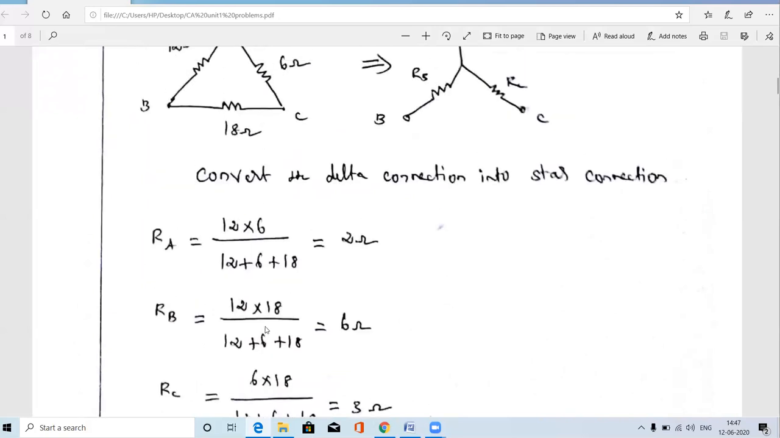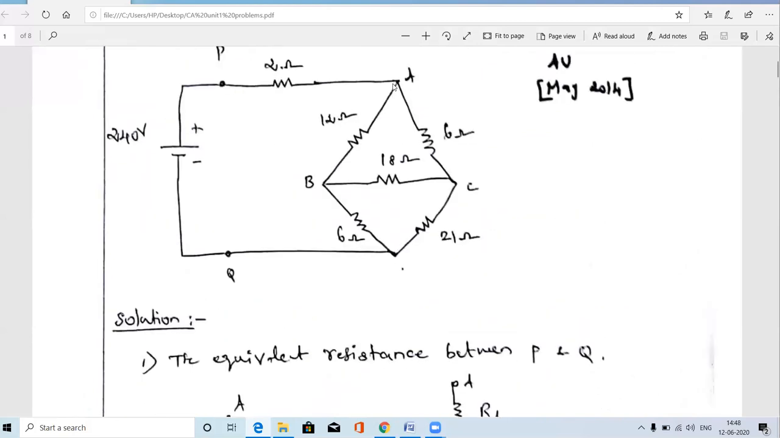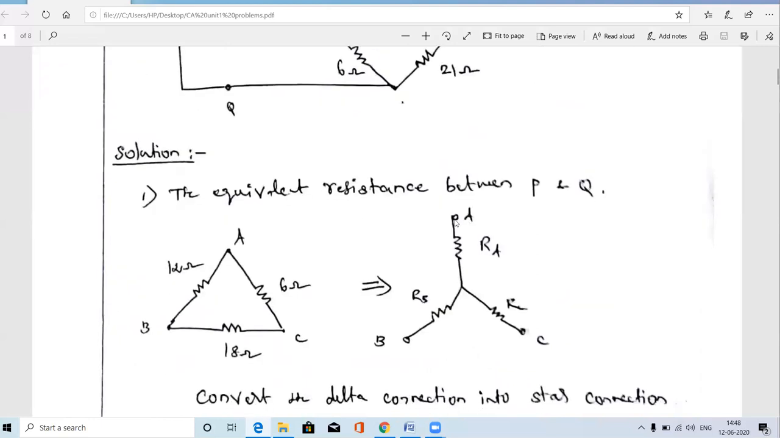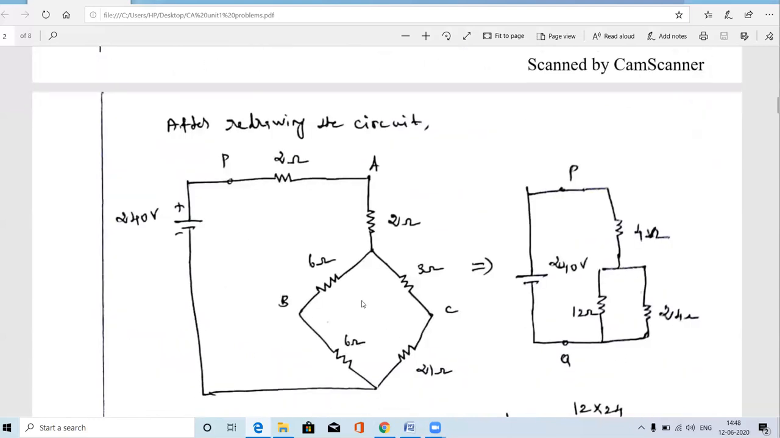Okay, so in the next step, you just replace this delta network. Instead of this delta network across the nodes A, B, C, we have to replace it with a star network. So that's why in the given diagram, instead of this ABC delta, we have to connect the star structure across ABC. So now the diagram is redrawn like this.